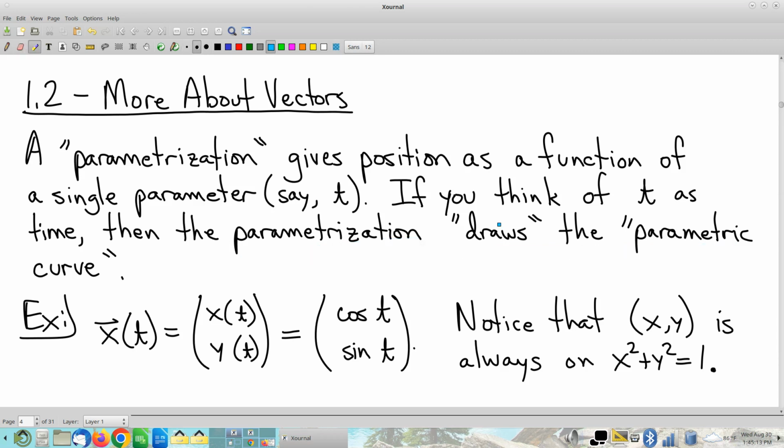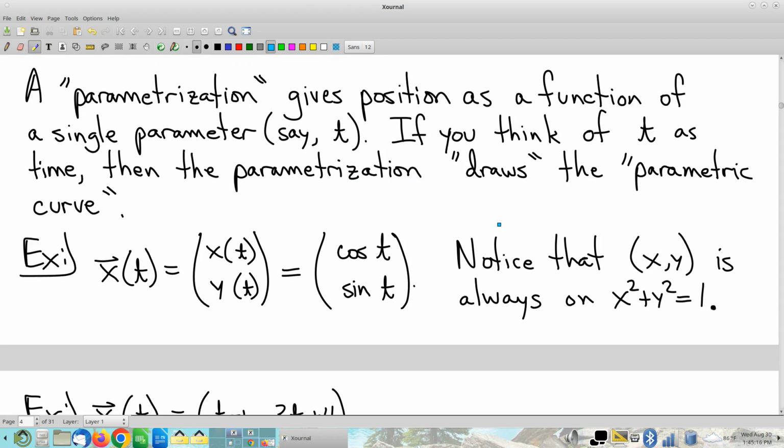Okay, quick example. Here you go. Position, right, as a function of time.